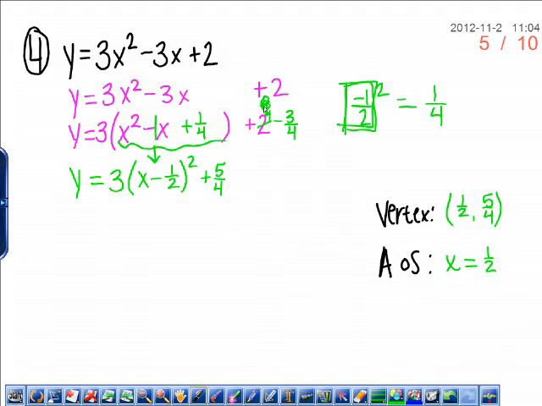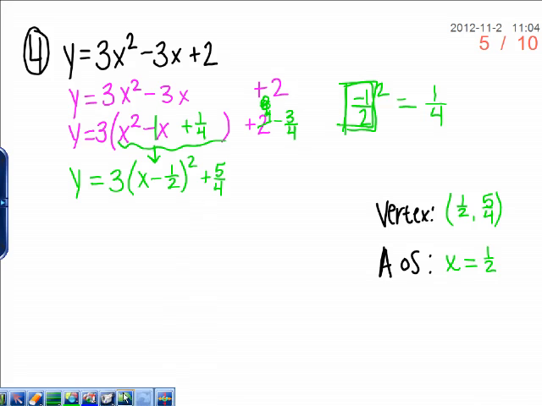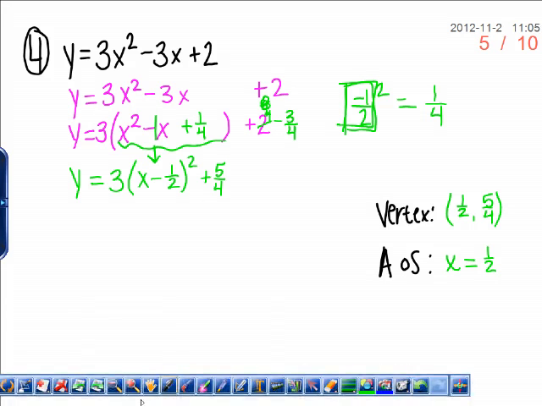No, because 2 is 8/4. This 3/4? Okay, this 3/4, it was my counteract step. So I added in 1/4 times 3. So I added in 3/4. So to counteract it, I have to subtract 3/4. Okay? Okay. We good? All right, let's keep going.